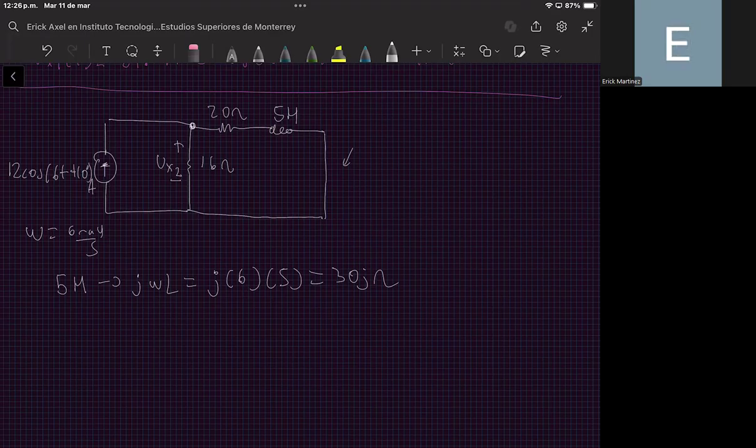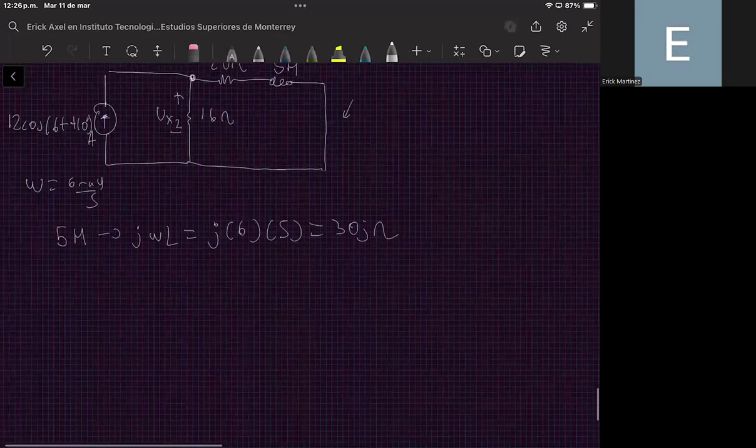And well, we can rewrite the circuit into the frequency domain. So for example, here, this current source will be equal to 12.